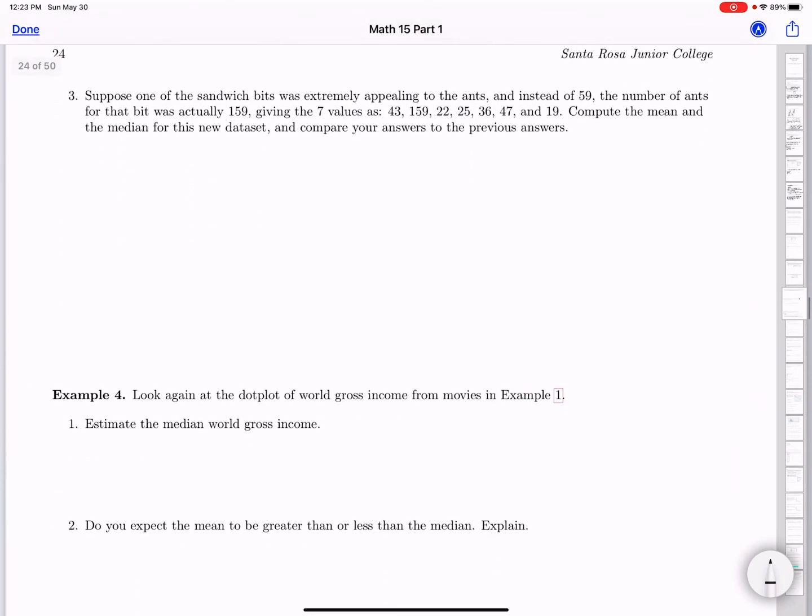But suppose one of the sandwich bits was extremely appealing to the ants, and instead of 59, the number of ants was actually 159 for that value. So we're going to change 59 to 159, and then we're going to do the same calculations. All right, so go ahead, pause and try, and see how our situation has changed. And then press play when you're done.